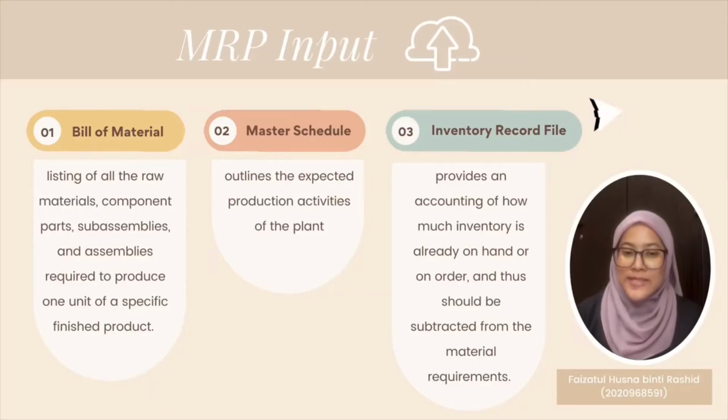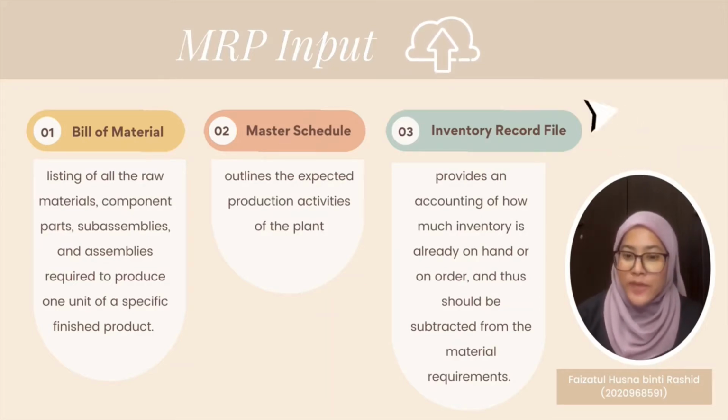I continue the presentation with MRP input. MRP needs input to continue with its process. The information input into the MRP system comes from 3 main sources, which are bill of materials, a master production schedule, and inventory records file. So the first input is bill of materials. Bill of materials is a listing of all raw materials, component parts, sub-assemblies, and assemblies that are required to produce 1 unit of a specific product.